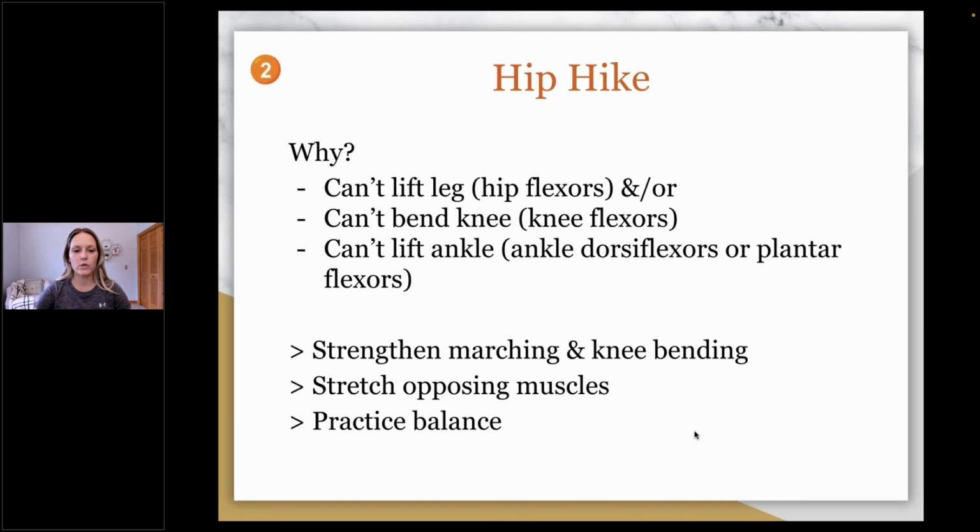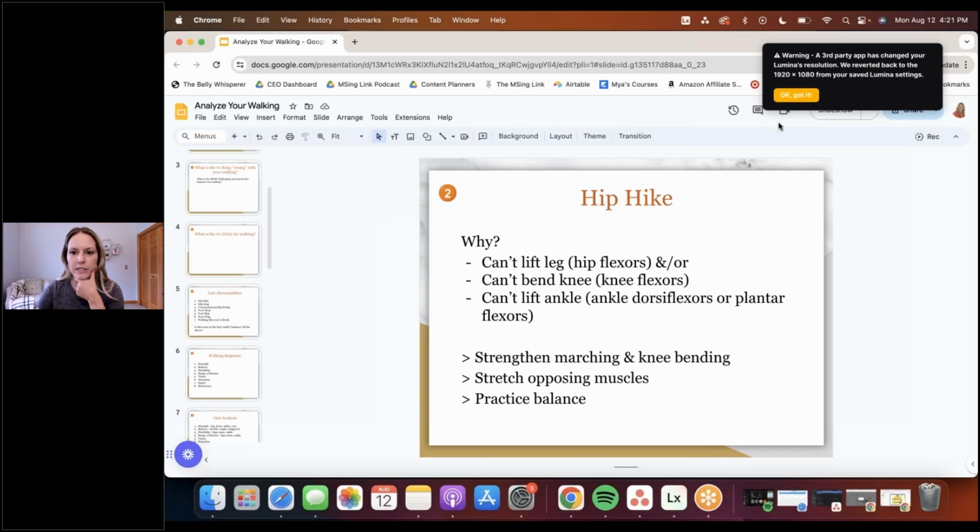Okay, so let's get into some specifics. So the first is hip hike. And I'm actually going to stop sharing the slides for a second because I want to do a demonstration in case anyone doesn't know what hip hike is.